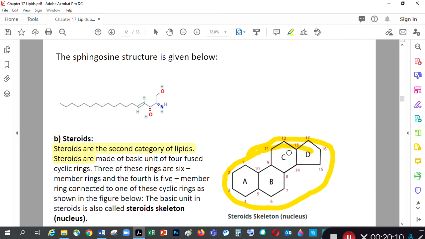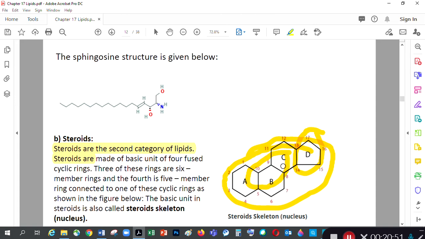3 of those 4 here, if you look at this, 3 of them are 6-member rings, and 1 of them is a 5-member ring. So this here is called the nucleus of the steroids, or steroid skeleton. So all the steroids, anytime I say steroids, they have to have this nucleus, or this basic unit, or this basic formula there. This is a nucleus or steroid skeleton.